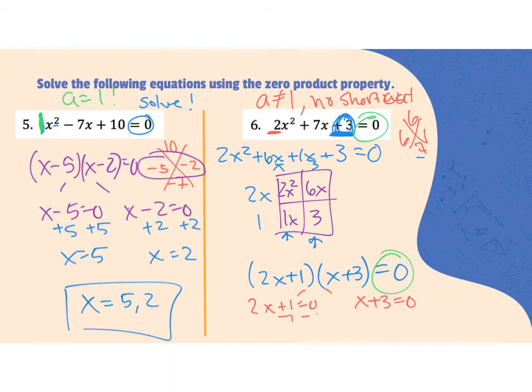This one, subtract the 1, 2x equals negative 1, and divide by 2. Sorry, I'm running out of room. You get x equals negative 1/2 there. Over here, subtract the 3, x equals negative 3. So my two solutions are x equals negative 1/2 and negative 3. All right, couple more examples that we're going to look at.